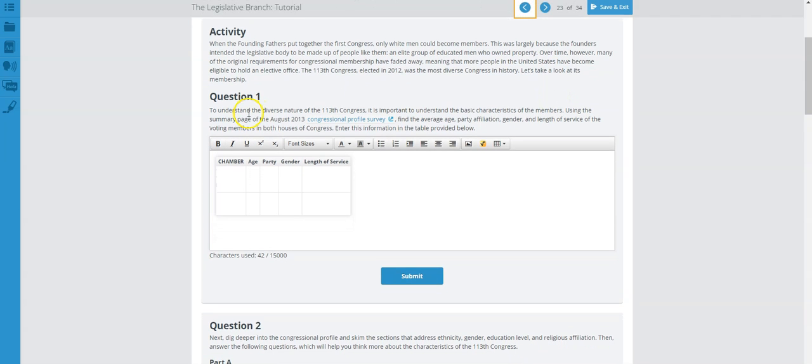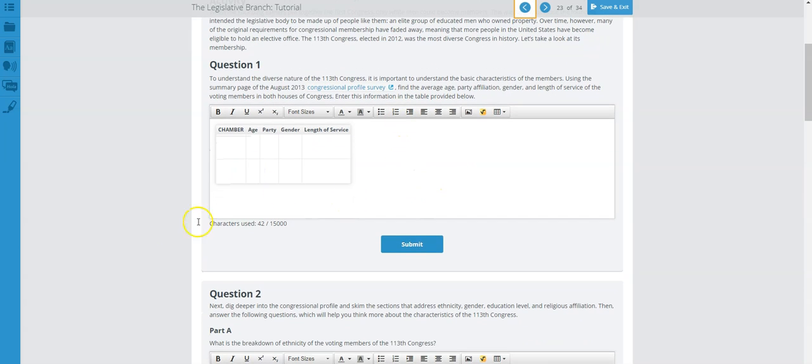Question 1. To understand the diverse nature of the 113th Congress, it is important to understand the basic characteristics of the members. Using the summary page of the August 2013 Congressional Profile Survey, by the way, you have to click on this link in order to get the information that you will need in order to answer many of the parts in this activity. Find the average age, party affiliation, gender, and length of service of the voting members in both houses of Congress. Enter this information in the table provided below.